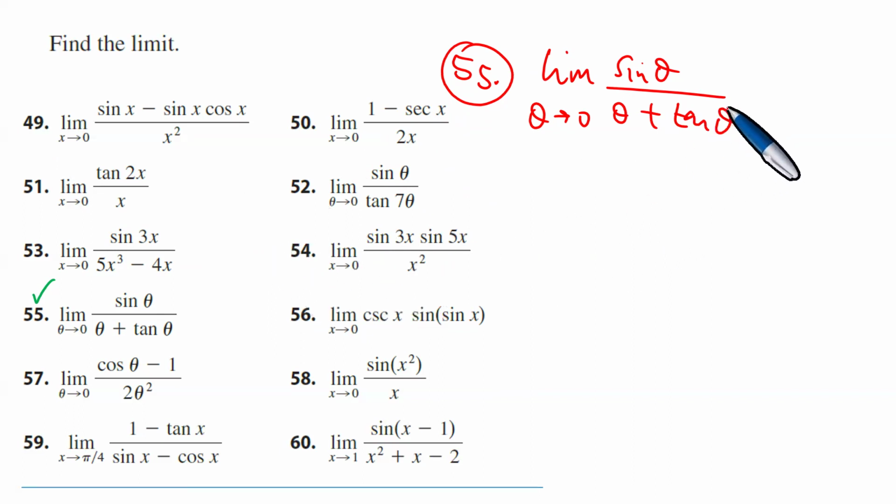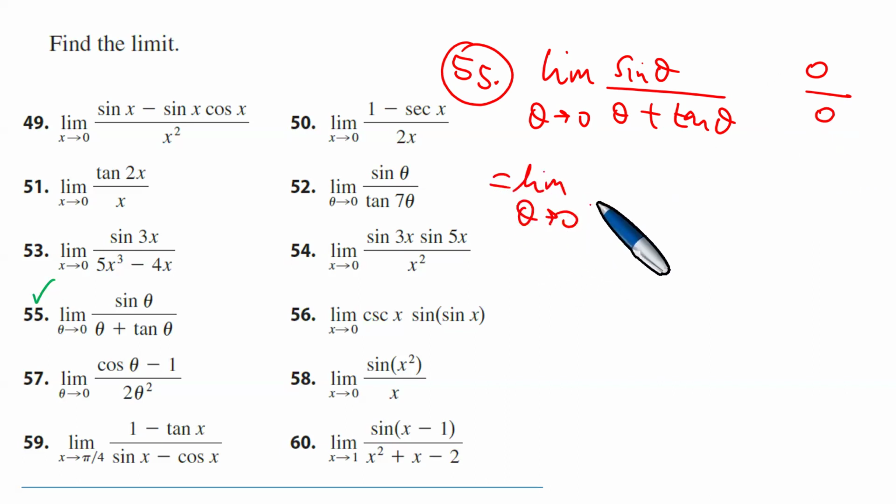Okay. Right, so now what we're able to see as theta approaches 0, it's going to be sine 0, which is 0 at the top, and 0 plus tan 0, which is 0. So it's like 0 over 0, giving us the limit as theta approaches 0. What is the derivative of sine theta? Cosine theta. The derivative of theta is 1, and the derivative of the tangent of theta is the secant squared of theta. Okay, I'm just using L'Hopital's rule.